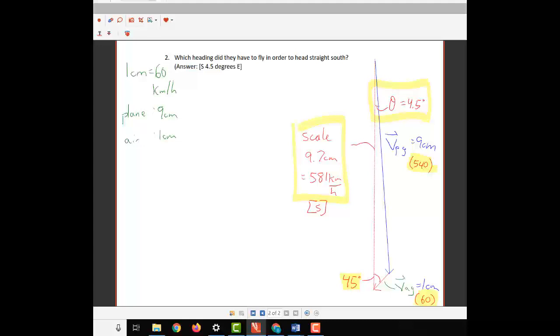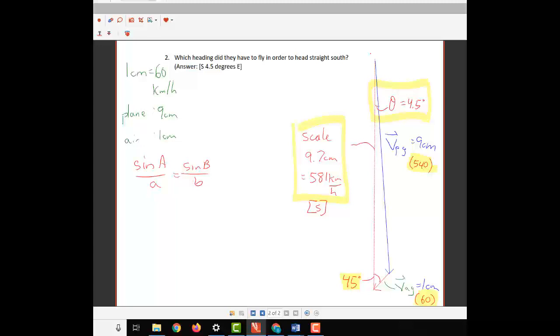Is this a right angle triangle? Definitely not. So we can't use sine, cos, tan. We can't use Pythagorean theorem. What we can use, though, is sine law. So sine A over A is equal to sine B over B. We're going to go check our answers with some pure math.